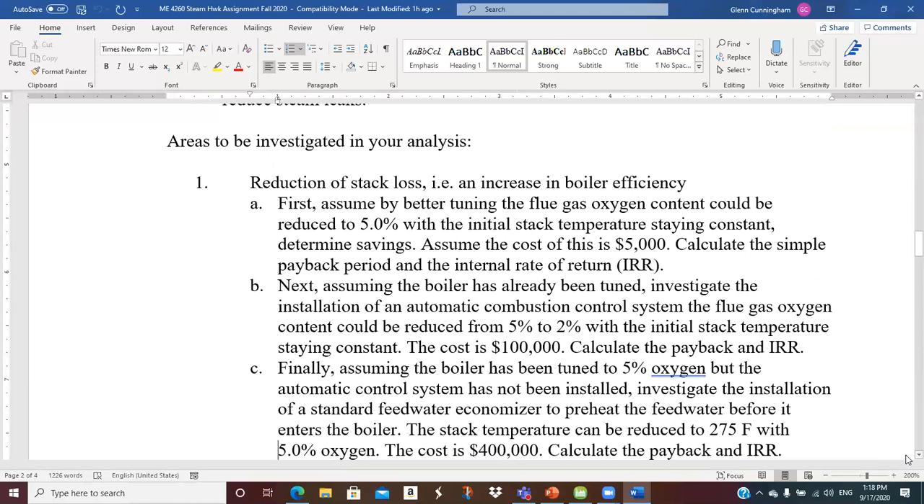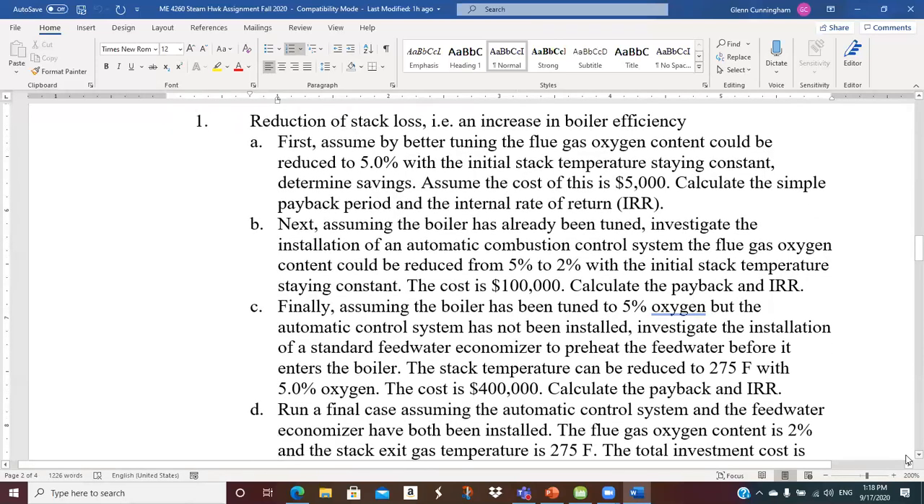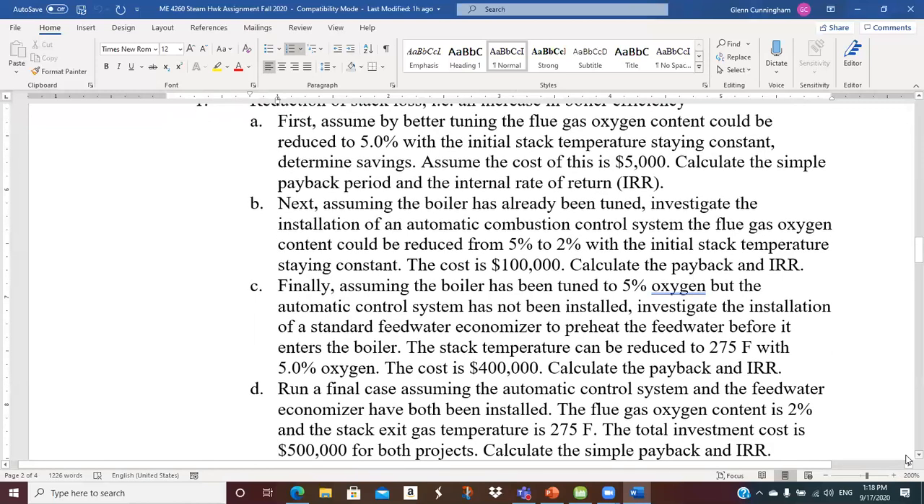Well, reduction of stack loss, i.e. increased boiler efficiency. First, assume we can tune it to 5%. That sounds familiar. Next, assume that we're going to put an automatic control system and take it from 5 to 2% with the stack temperatures remaining constant, which costs $100,000. Oh, and I've asked you for payback and internal rate of return.